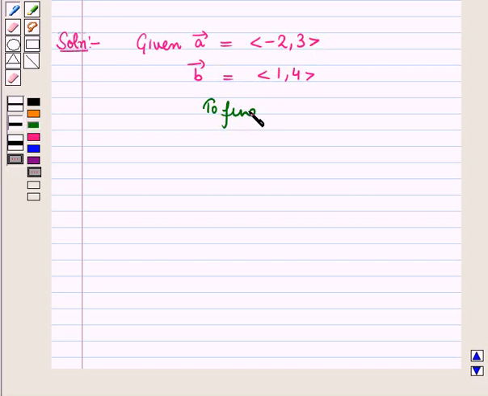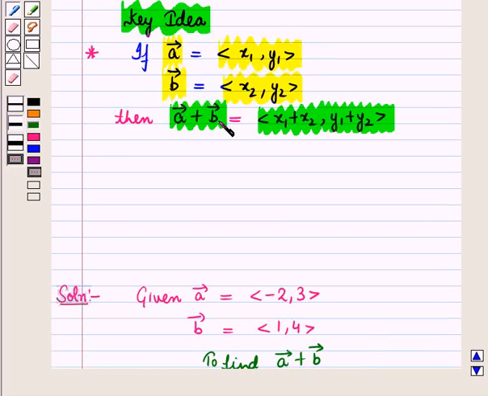Now let us start with the solution of the given question. Now here we are given vector A is equal to ordered pair minus 2, 3 and vector B is equal to ordered pair 1, 4. And we have to find vector A plus vector B. For this, we will use the first result that is given to us in the key idea.